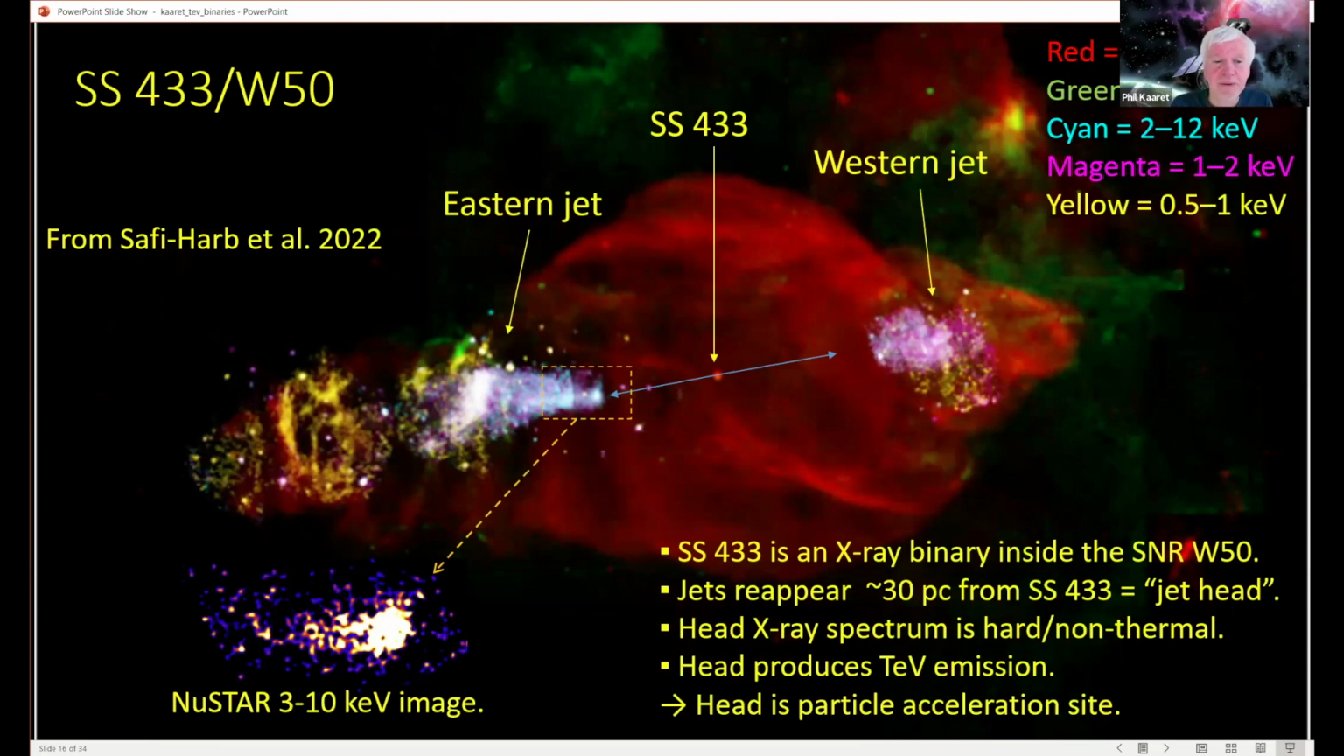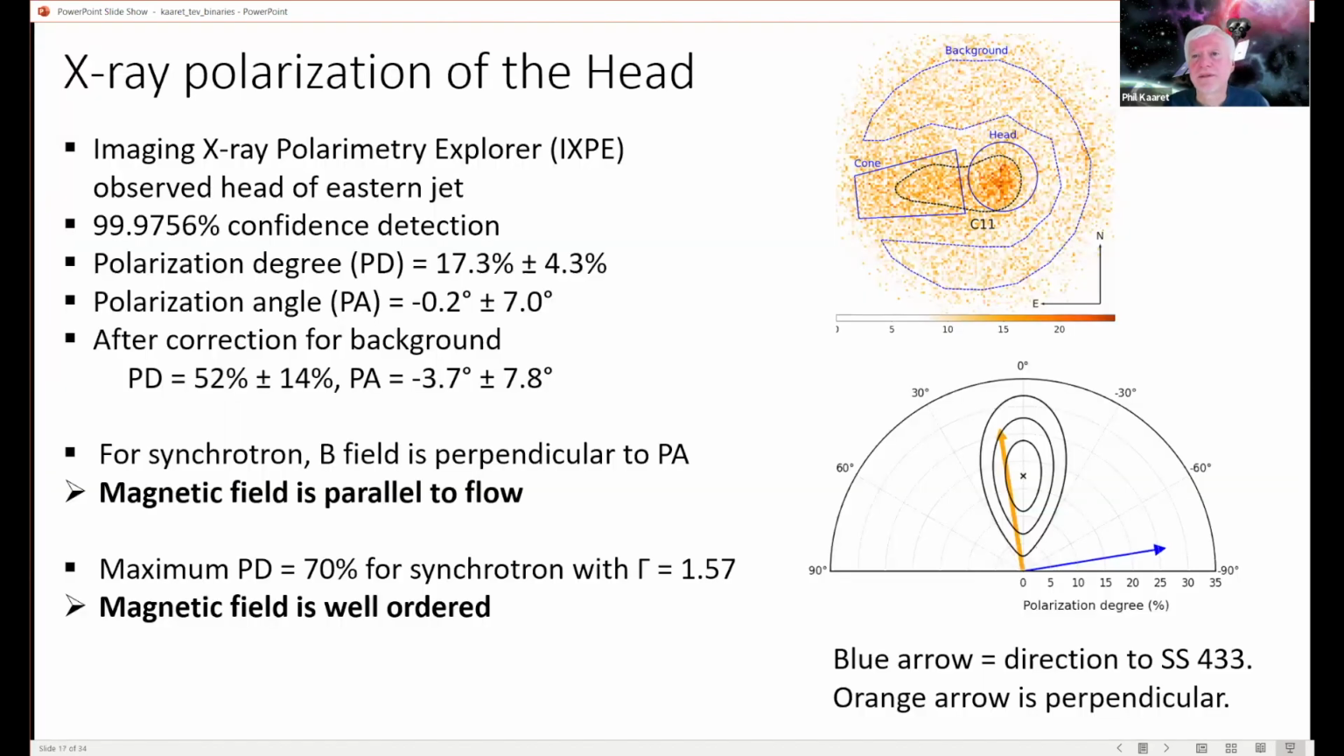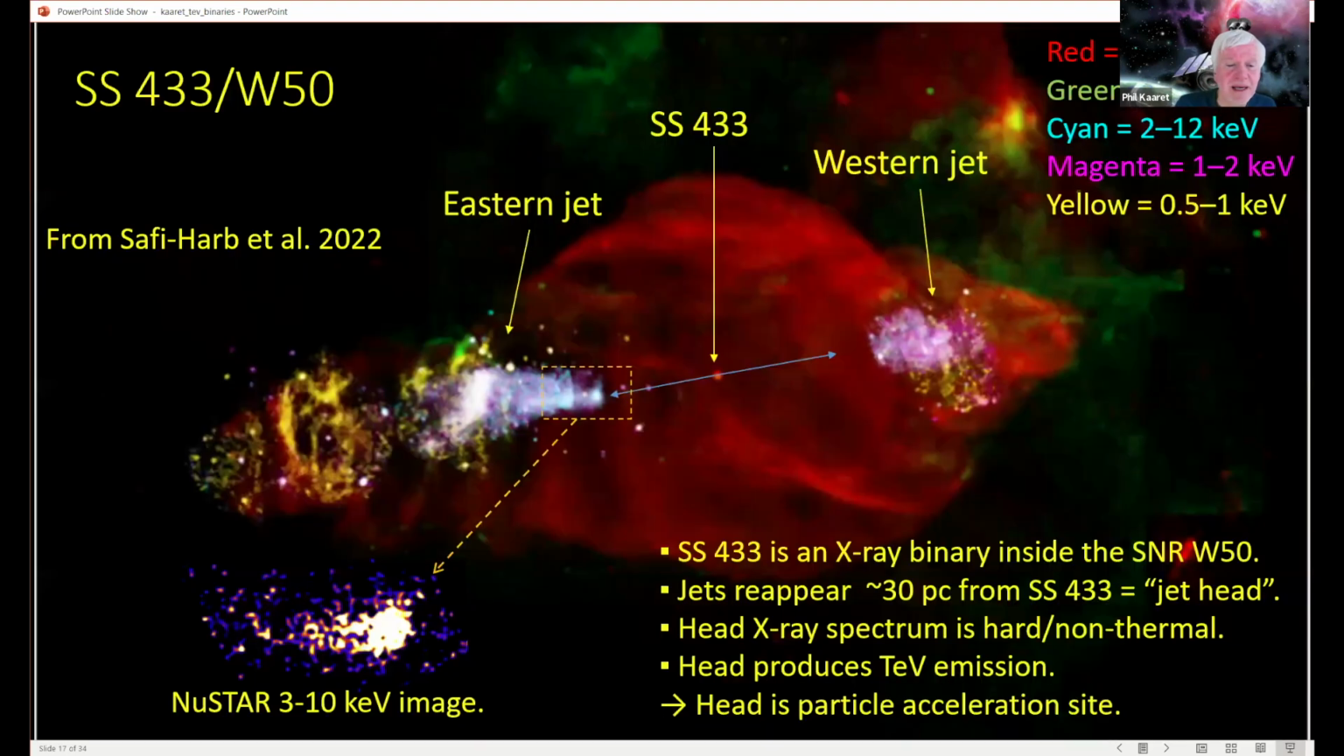So with IXPE, what we were interested in doing is, so this is from NuSTAR, we know where the particles are being accelerated. So what's the configuration of the magnetic fields in that region? Here in the upper right is the IXPE image of that region. We actually used the NuSTAR image to guide where we pointed. What's shown as the head and the cone come from Samar Safi-Harb's paper; you can think of the head as basically circling the bright spot in the 3 to 10 keV NuSTAR image.